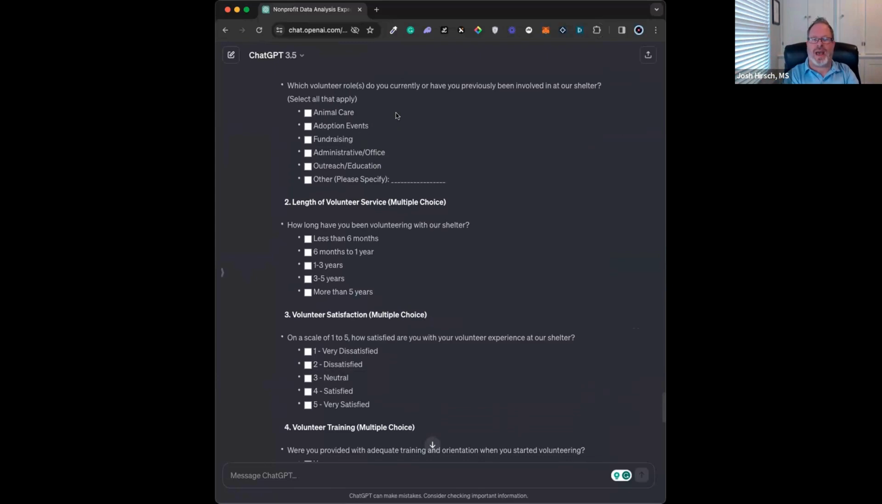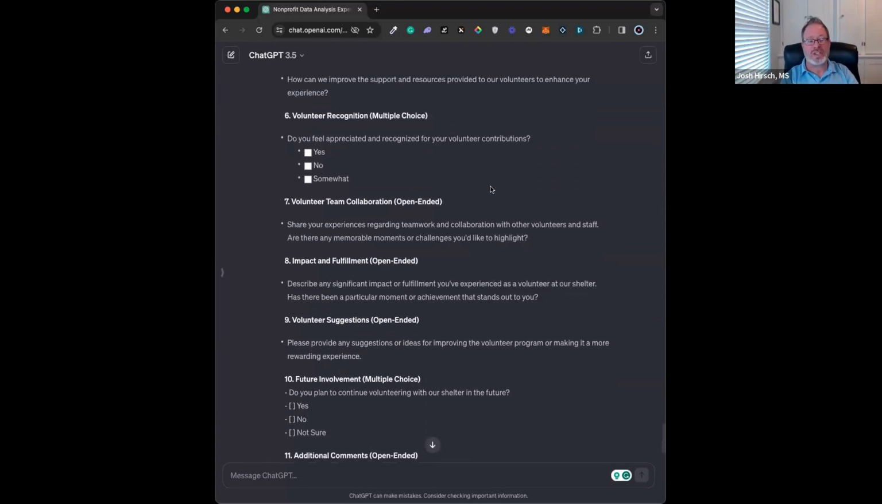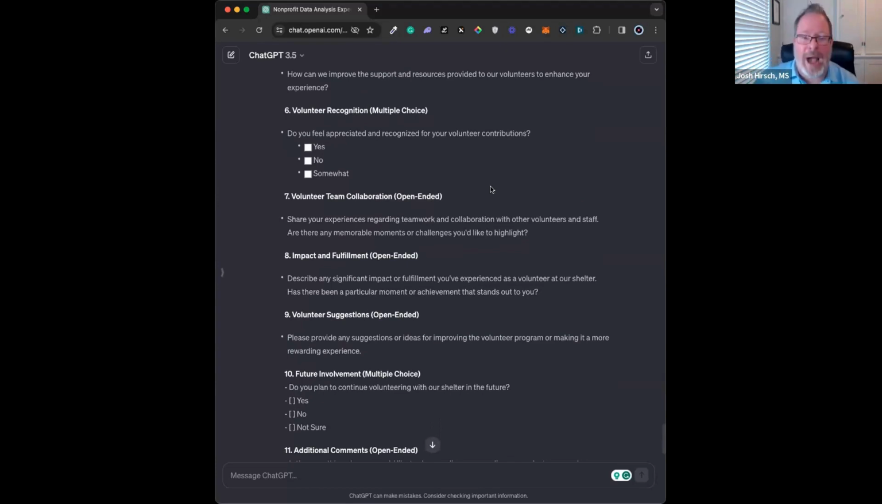So if we see that people participating in our adoption events are all having a similar sort of response, whether that's negative or positive, then that can drive us in the right direction, whether we want to move in one way or another. So this is good. You can see really on the fly how we're able to not only create a survey, but make it very personalized for the intended audience that we're trying to go after.